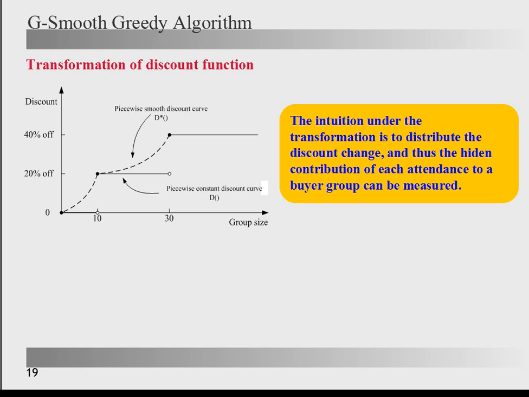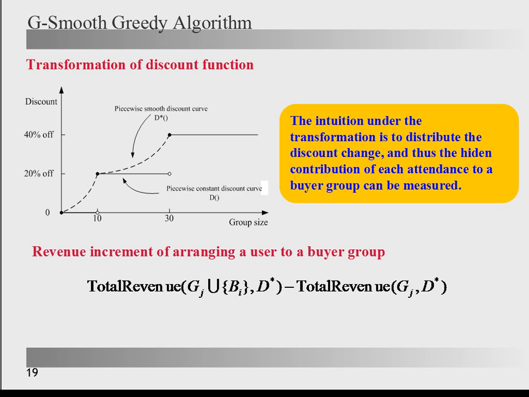In the figure, D with asterisk is the transformation of a discount curve D, and we can see that after the transformation, the original piecewise constant discount curve becomes a new piecewise smooth discount curve. Given the transformed discount function, we can calculate the revenue increment of arranging a user to a buyer group.